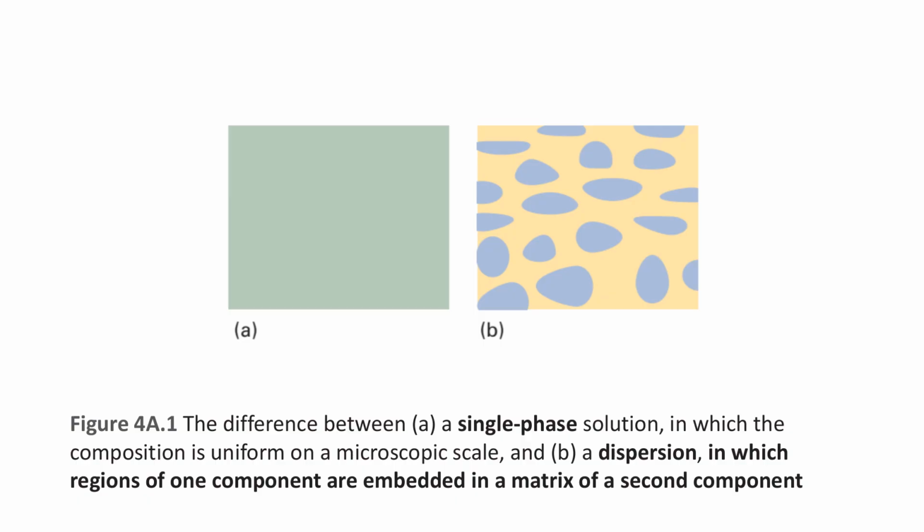A useful test is therefore this: can we travel through the sample without crossing a boundary at which the physical state or composition changes discontinuously? If yes, we remain in one phase. If not, we have entered another. This microscopic definition prevents us from confusing visual smoothness with thermodynamic uniformity.